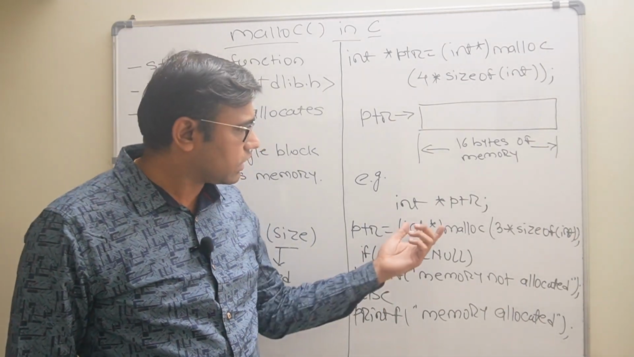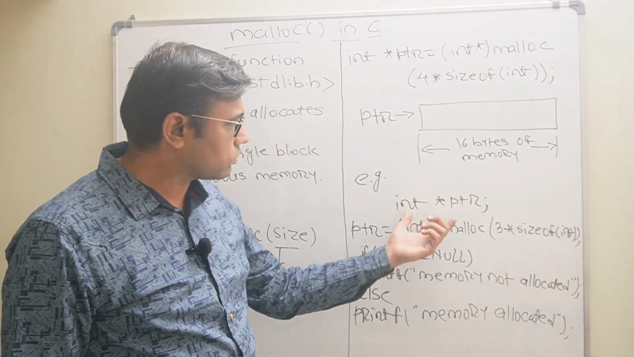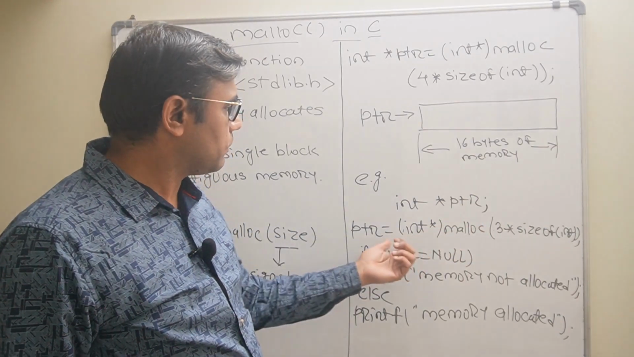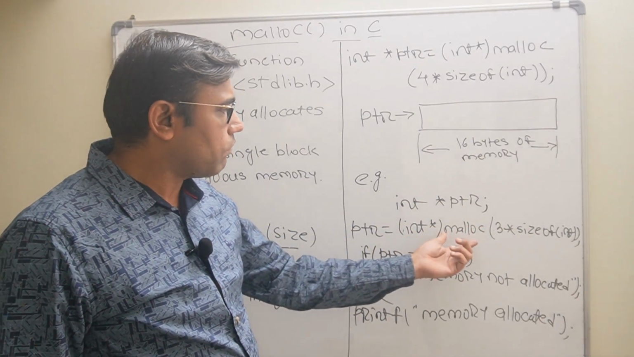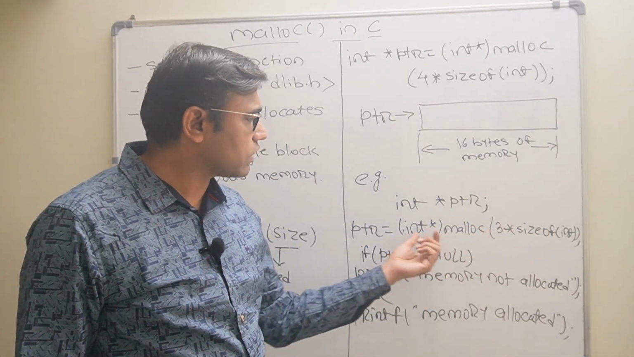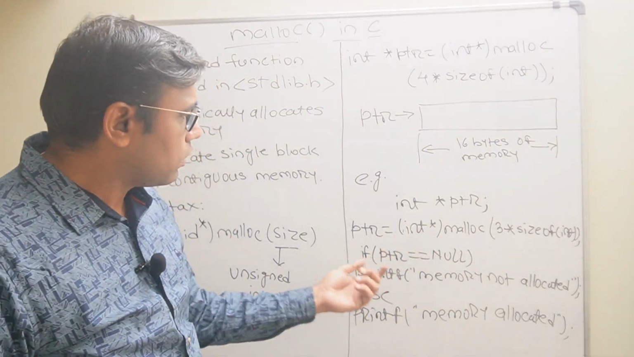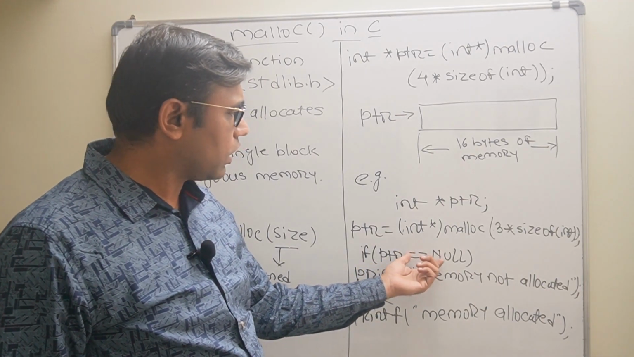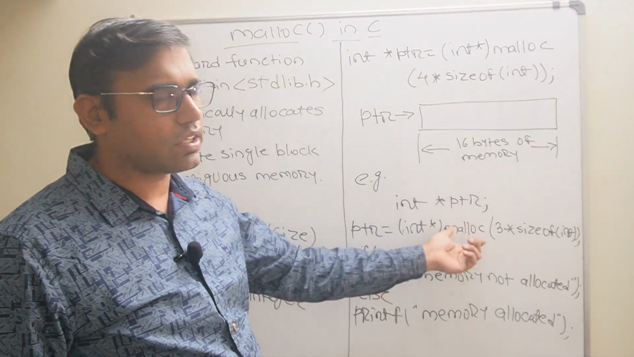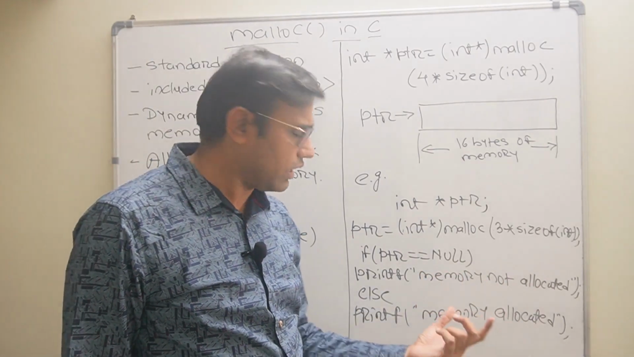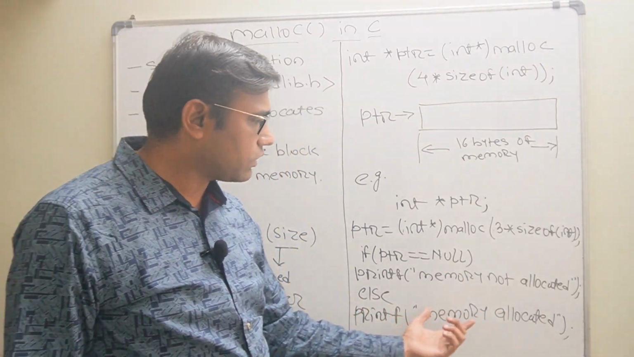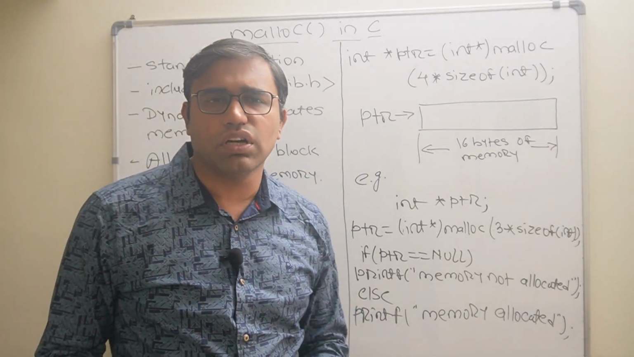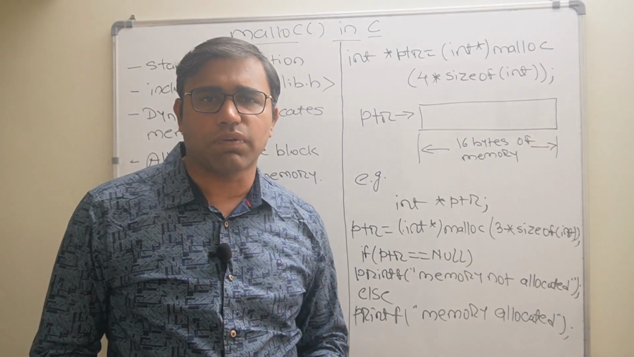In this example, we will see how the memory is allocated through malloc. int *ptr = (int *)malloc(3 * sizeof(int)). This is the type conversion to integer pointer. If ptr is equal to NULL, meaning the memory is not allocated, then we print memory not allocated, else printf memory is allocated. This is how we can check whether the memory is actually allocated or not using the malloc function.